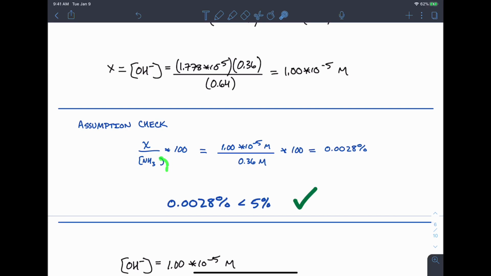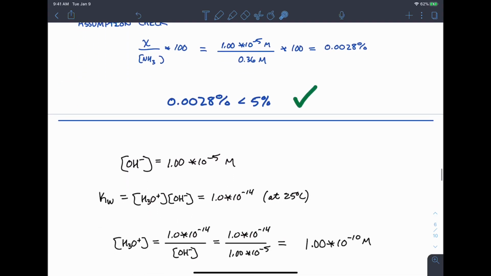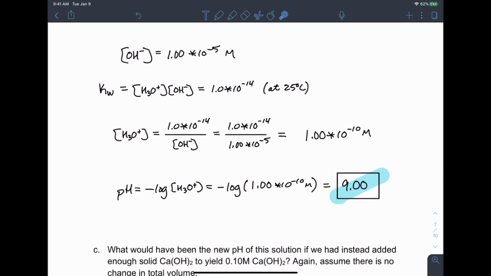So x divided by the ammonia concentration times 100 has to be less than 5%. So we plug in those numbers here, multiply by 100, and we get 0.0028%, which again is much lower than 5, so the assumption is valid. With the assumption check out of the way, we can do exactly what we did before, change our hydroxide ion concentration into a hydronium ion concentration using Kw, and we get a hydronium ion concentration of 1 times 10 to the minus 10 molar. And so taking the negative log of that, we get a new pH of 9.